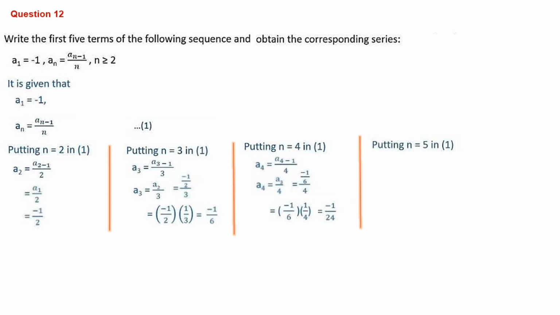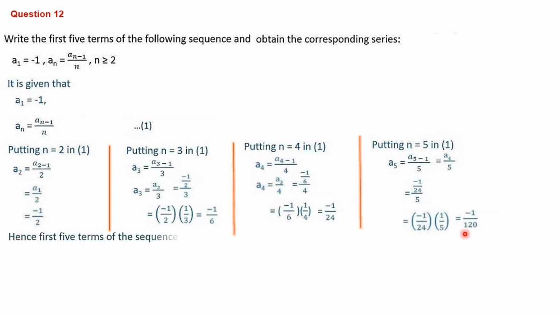Next is putting n is equal to 5. a5 is equal to a5 minus 1 by 5. a5 minus 1 is a4, so a4 by 5. a4 is here with us, minus 1 by 24. So minus 1 by 24 divided by 5. Same operation: minus 1 by 24 into the reciprocal of the denominator, that means 1 by 5. That is minus 1 by 120.